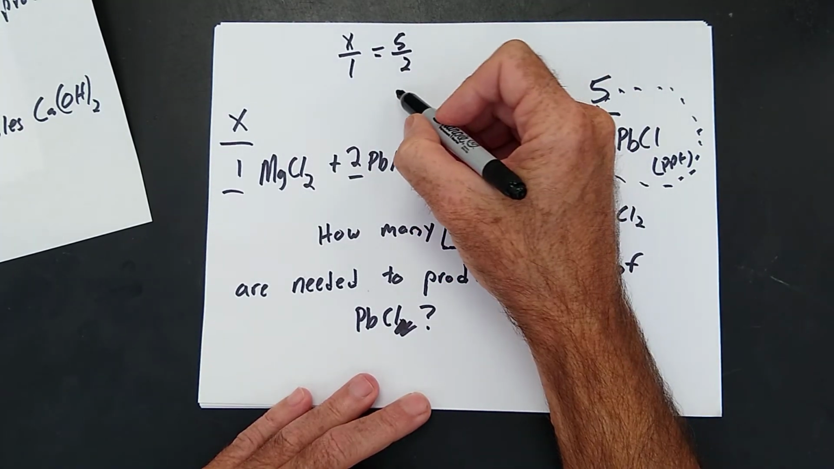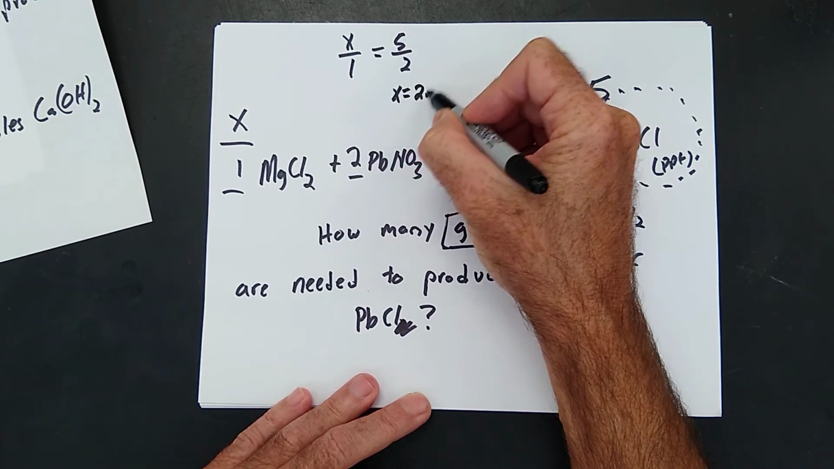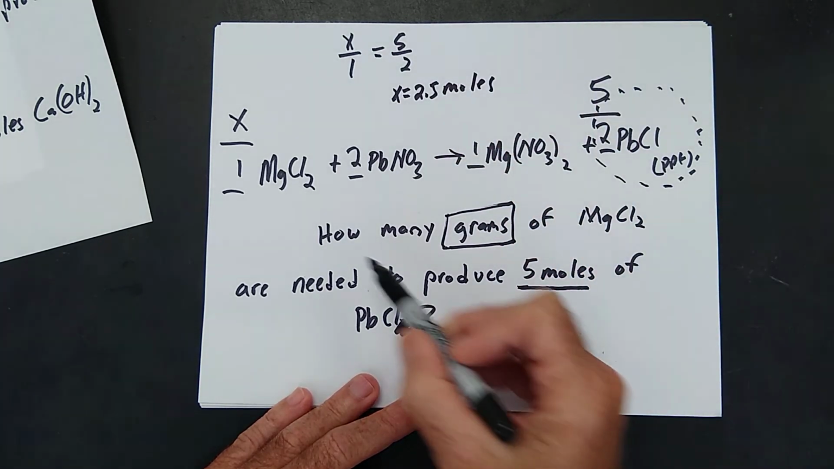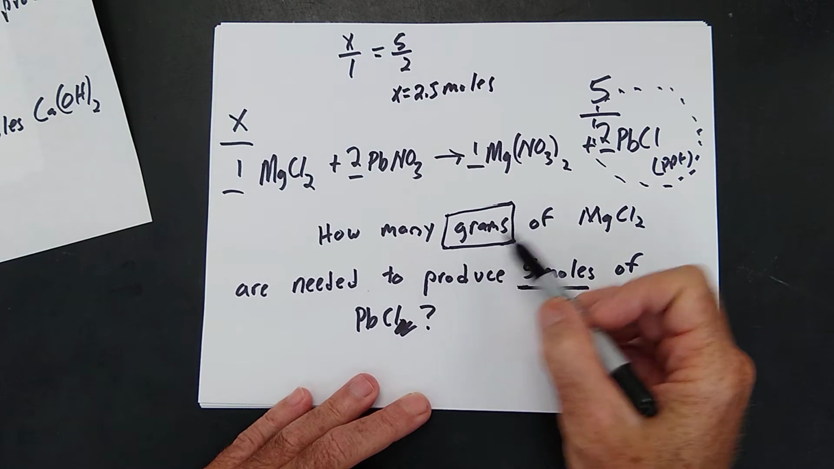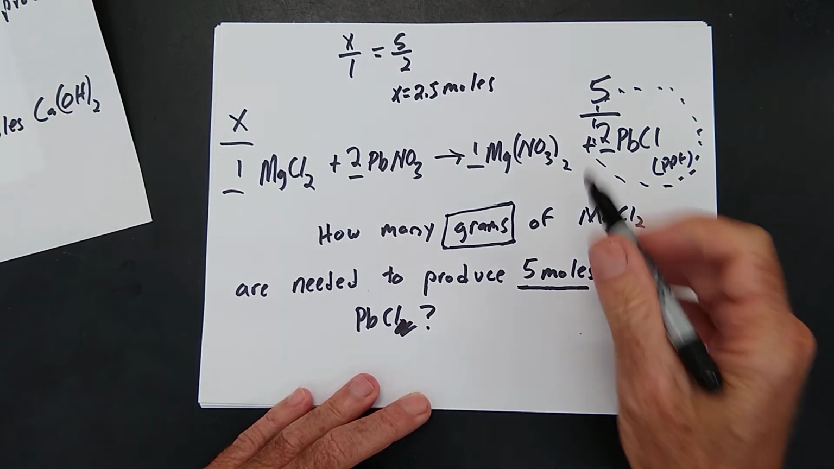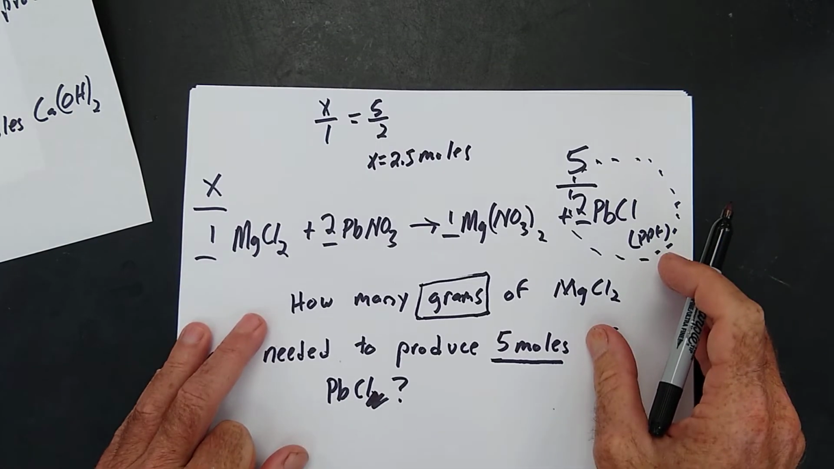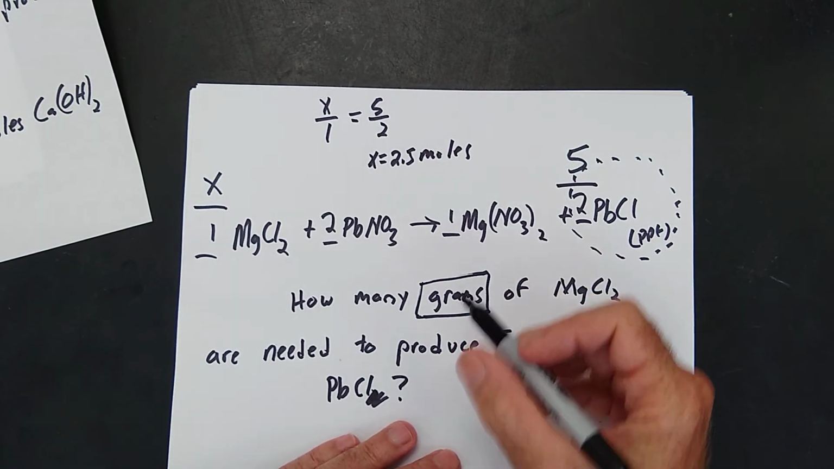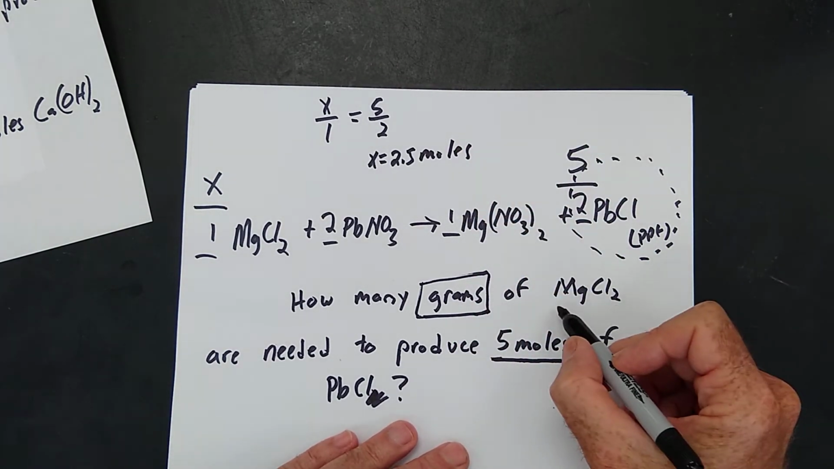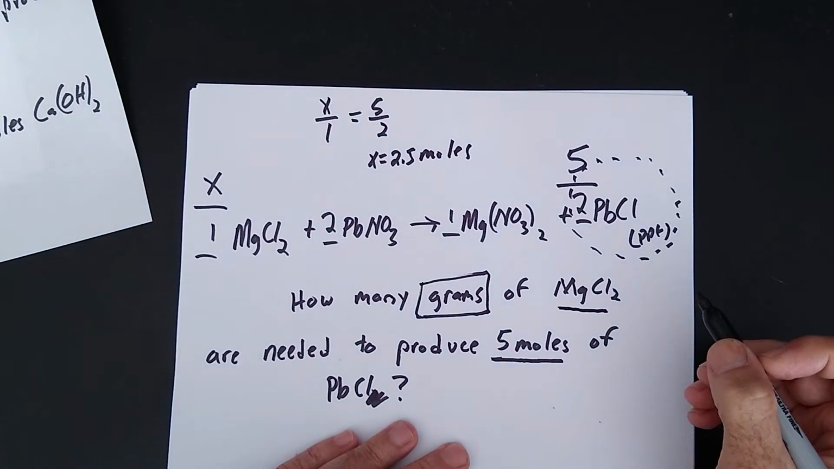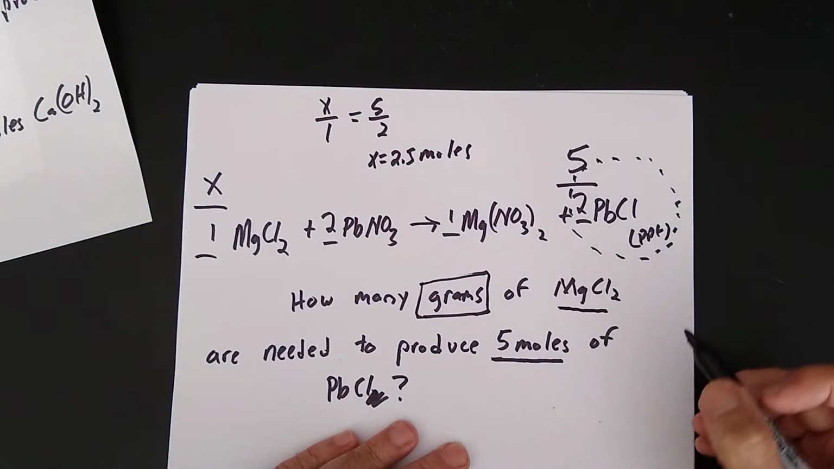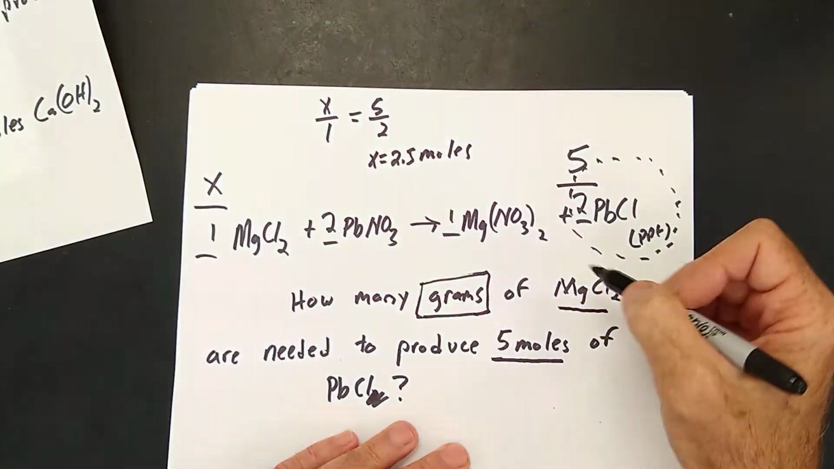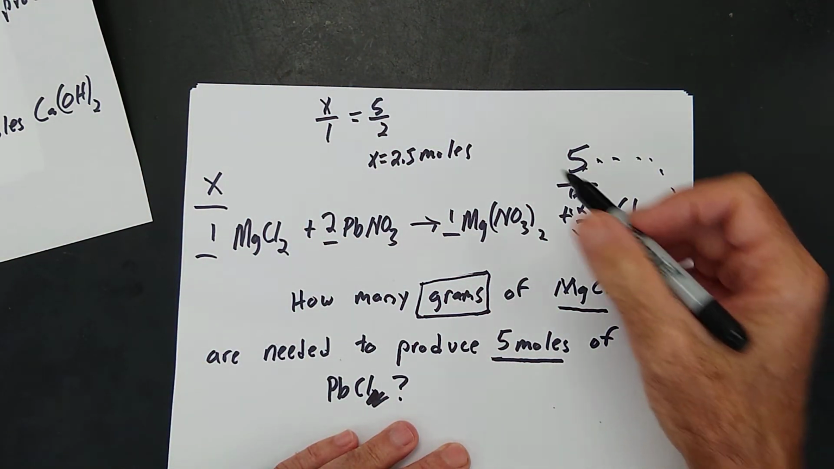So x is equal to 2.5 moles. And the question says how many grams of MgCl2? So if we have 2.5 moles of MgCl2, how many grams would that weigh? All right, first we got to find out MgCl2 and how much that weighs. That's going to be 24 plus 70, so that's going to weigh 94.